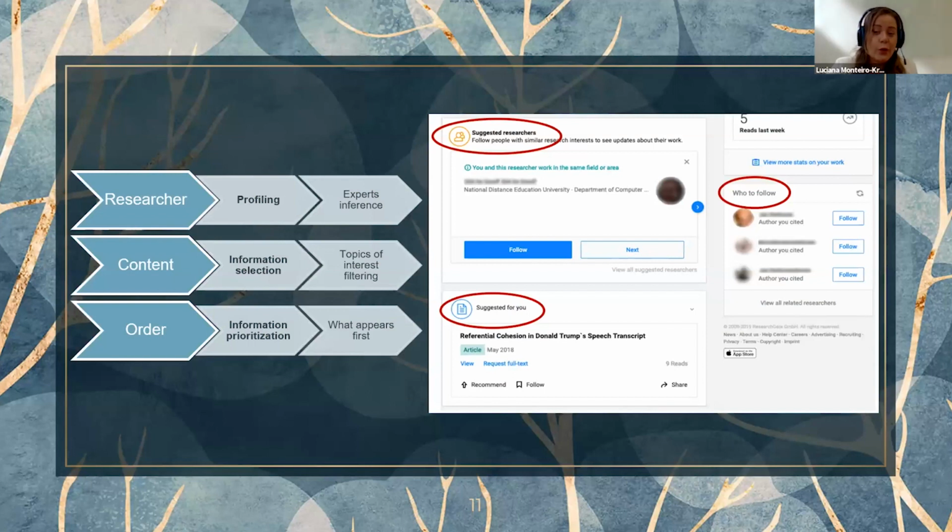And these guesses will influence 3 main things: the type of researcher that the system thinks you are, the type of content that you will see in the platform, and the order in which this content will appear to you. And technically, we're talking about profiling, information selection, and information prioritization. These mechanisms in the algorithm filter what appears on the interface, but we have little control over them.